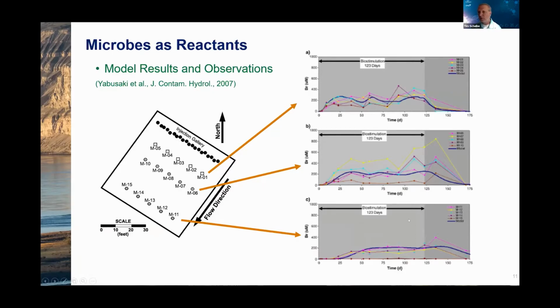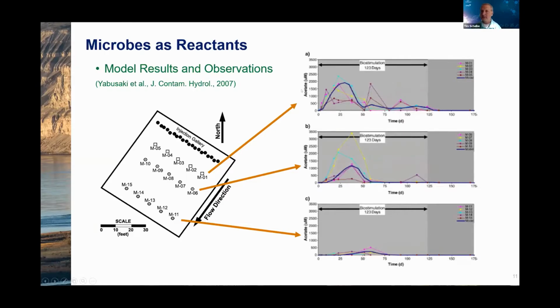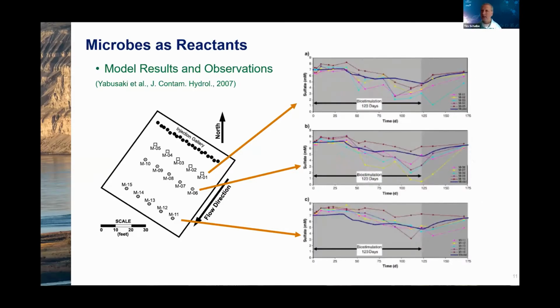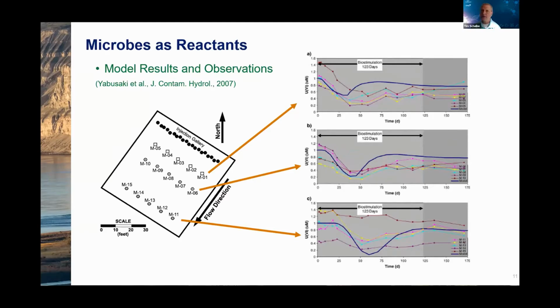And you can see that their model was able to quite well represent the movement of, in this case, a conservative tracer, bromide, and in this case, the electron donor that was injected, acetate. And here, the concentrations of sulfate as sulfate reduction occurred, and also associated with iron and sulfate reduction, the reduction of uranium and removal from solution into the mineral phase.